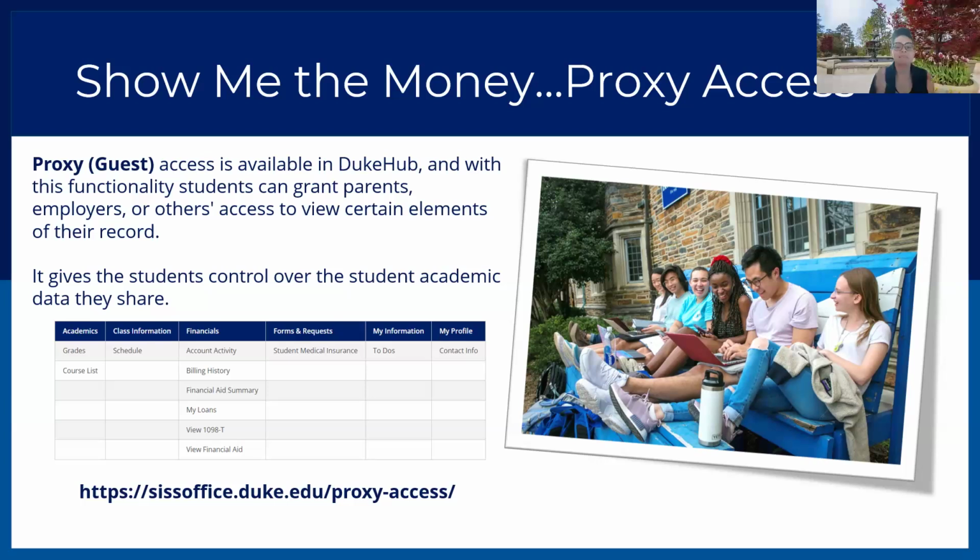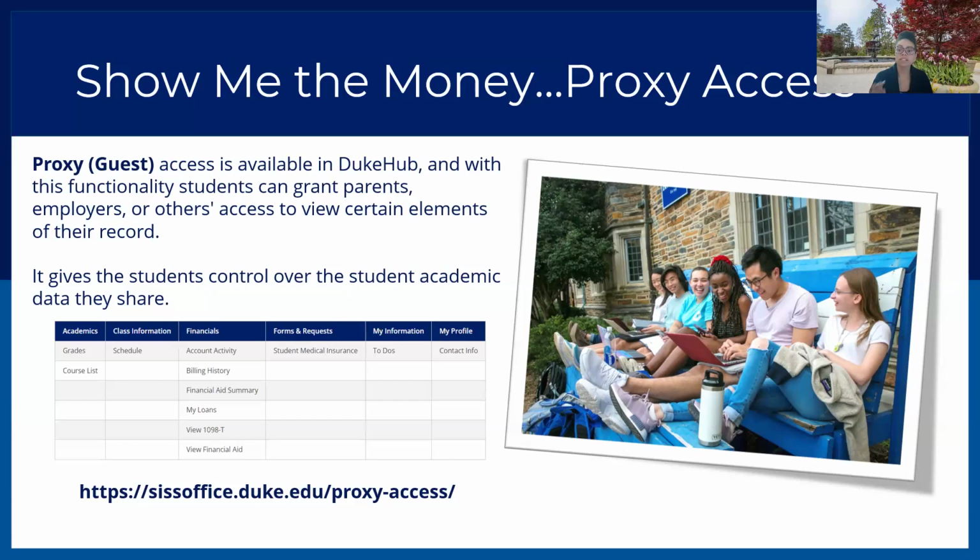So the best thing to do is to go ahead and give your parent or guardian what we call proxy access. So proxy is just a fancy word for guest access. So as a student, you initiate that process. You would go onto your hub and put in the contact info, the email address for parent, and follow the process so that they are given a login to create for themselves so that they don't have to track you down. They don't have to ask you for your login information. They can see what you allow them to see on their own separate Duke Hub login.